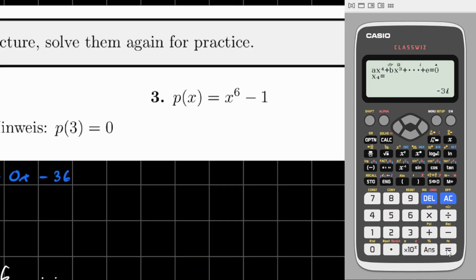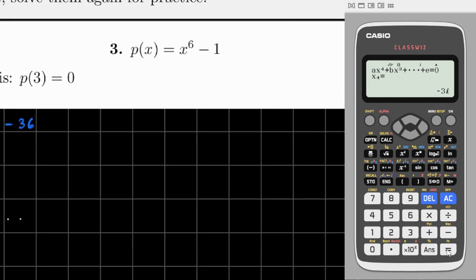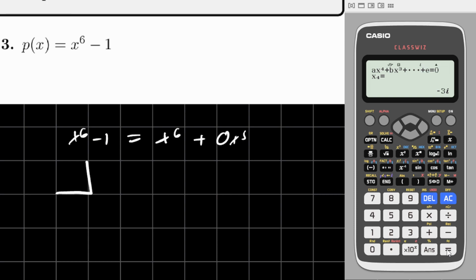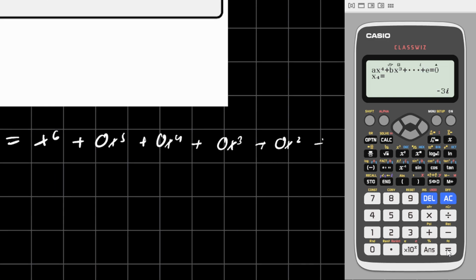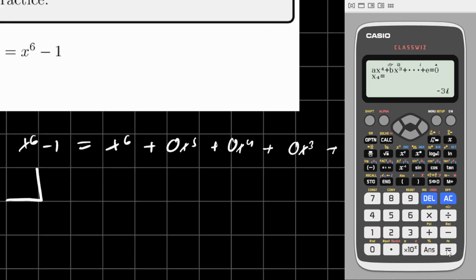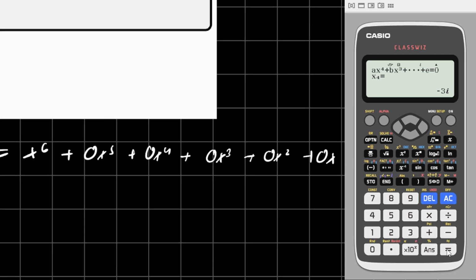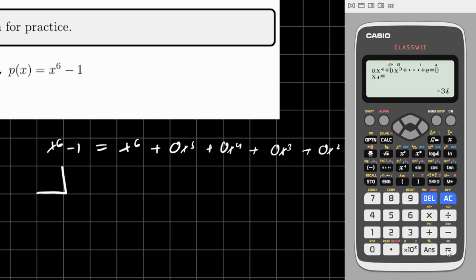When it comes to x to the 6th minus 1, again, if you're going to do synthetic division, you're going to write all the other values. So you have x to the 6th minus 1. This is going to be equal to x to the 6th plus 0x^5 plus 0x^4 plus 0x^3 plus 0x^2 plus 0x plus minus 1, right? So you're going to write all of these. So you're going to do basically 1, 0, 0, 0, 0. How many zeros is it? 1, 2, 3, 4, 5, and then minus 1.